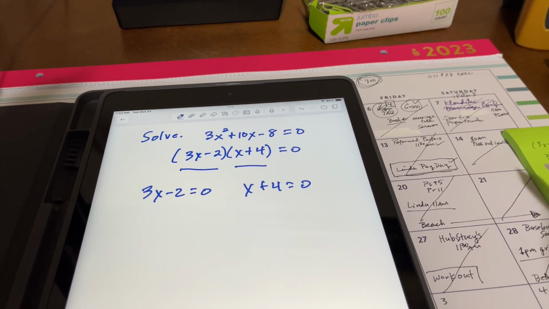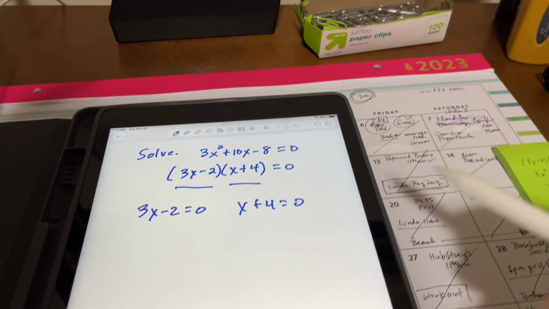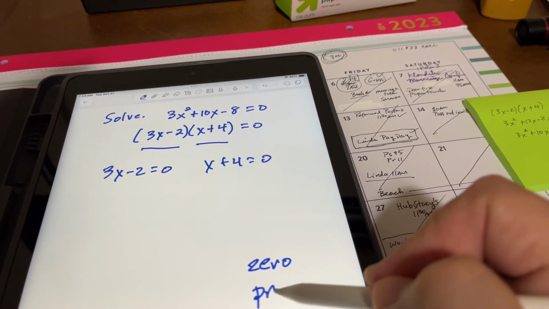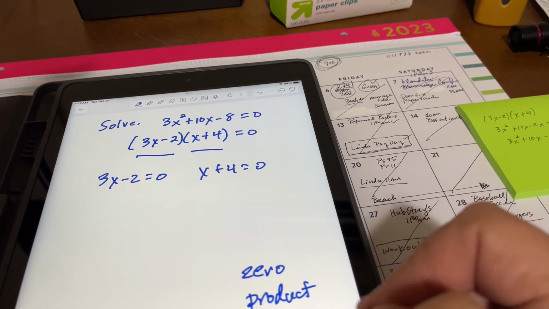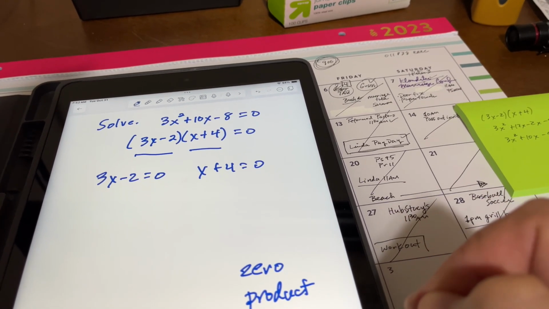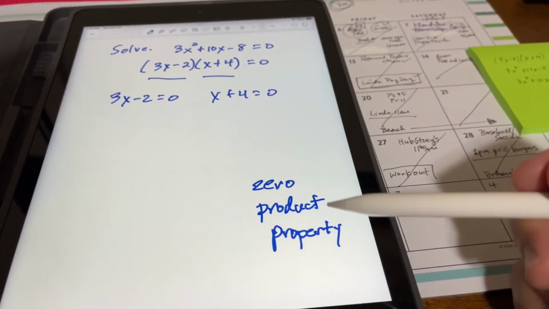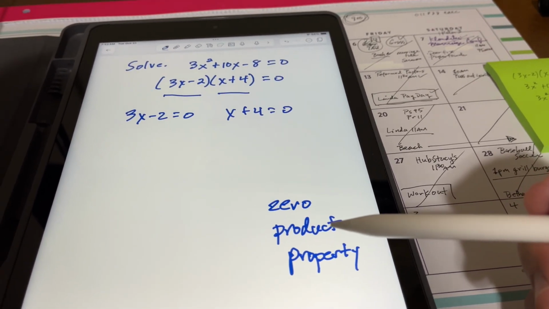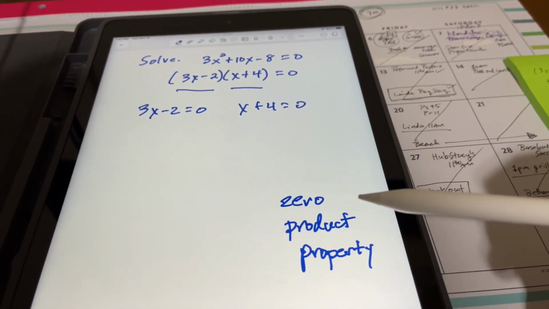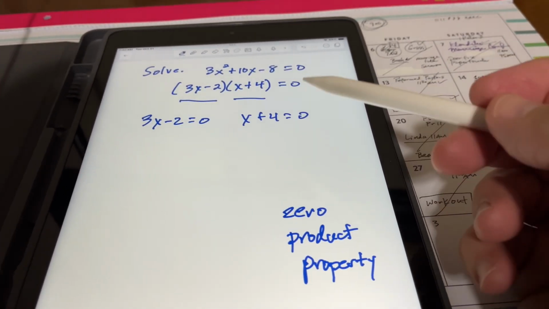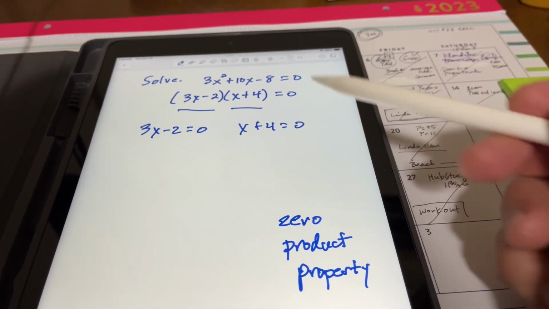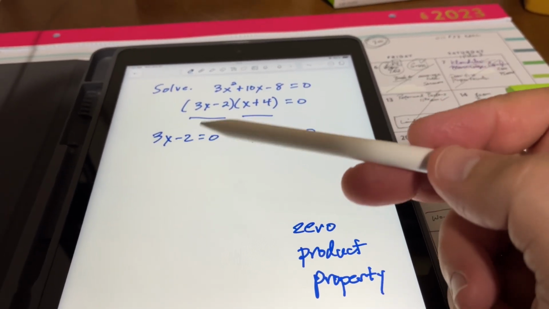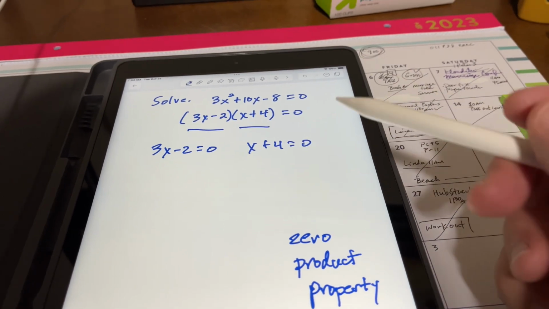This procedure is called the zero product property. And basically this zero product property says that if you have two things or three things or any number of things, and they're being multiplied together to give you 0, then one of those things has to be 0. That's what this says. So we're going to take each factor here and set them equal to 0 and solve.